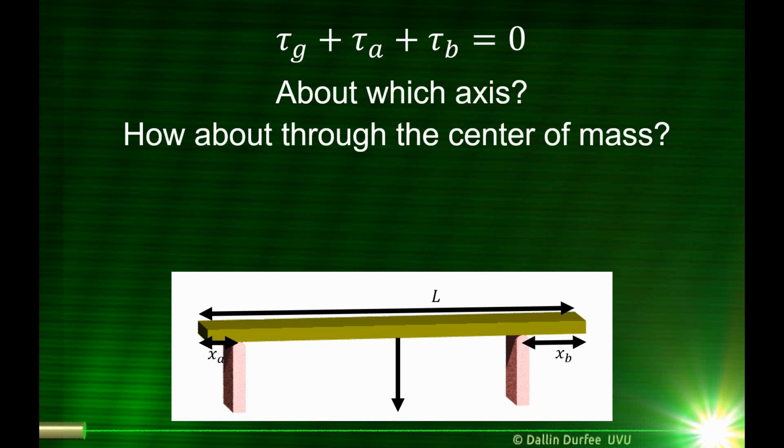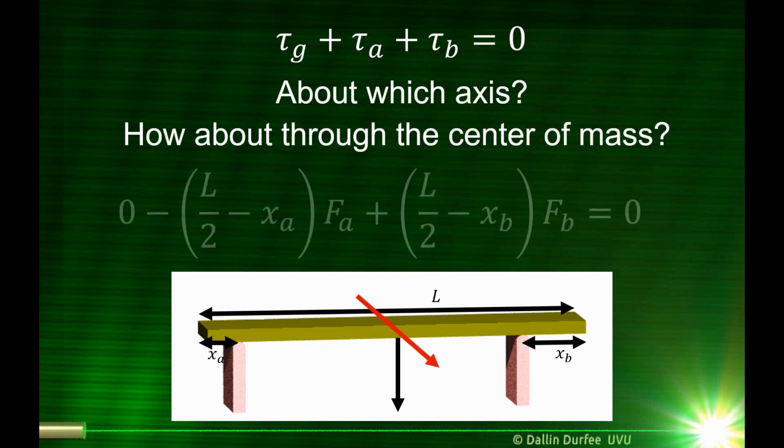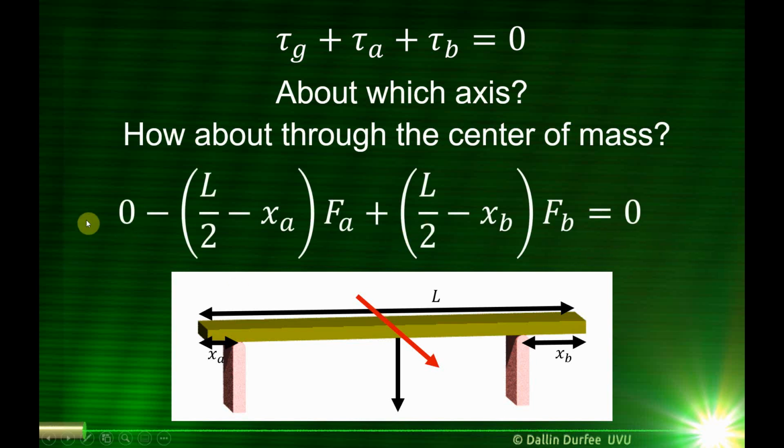Why don't we try the center of mass? So let's put our axis right at the center of mass of the board. Now, if we do that, the torque due to gravity is 0 because gravity is acting right at the axis, which means it has no lever arm. The lever arm is 0, R is 0. So that torque goes away.